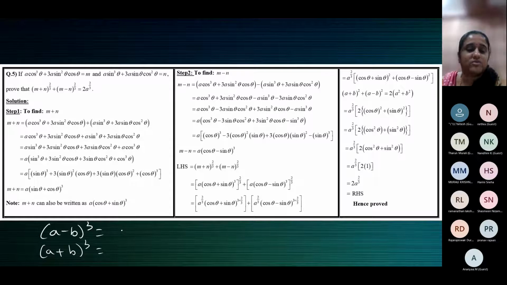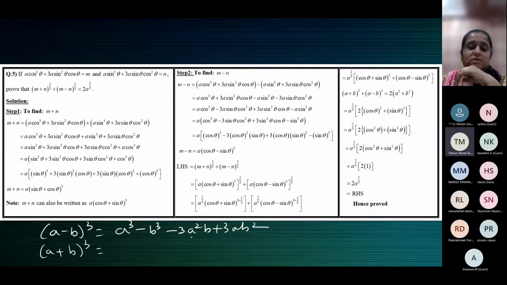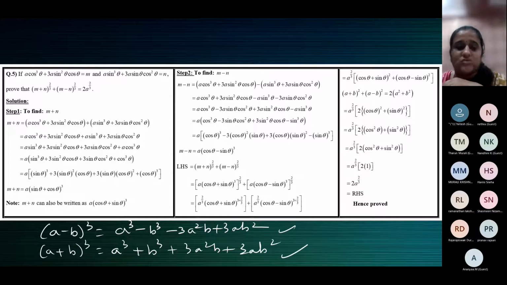A minus B the whole cubed is equal to A cubed minus B cubed minus 3a square b plus 3ab square. And a plus b the whole cubed is a cubed plus b cubed plus 3a square b plus 3ab square. So these were the two identities we used here in answering question number 5.